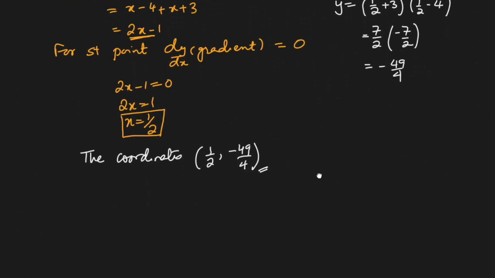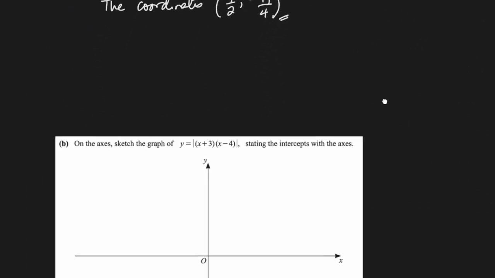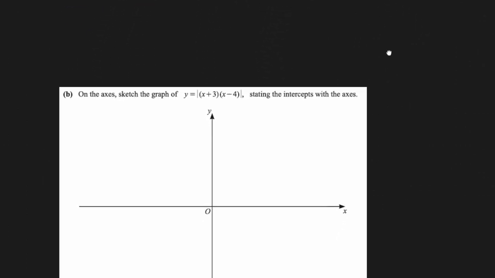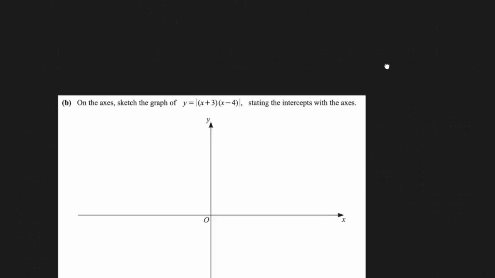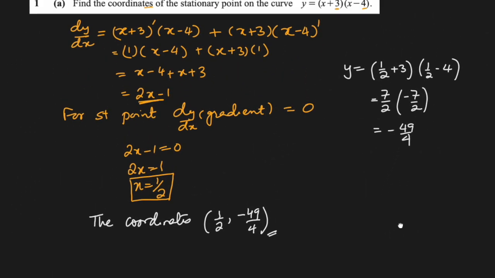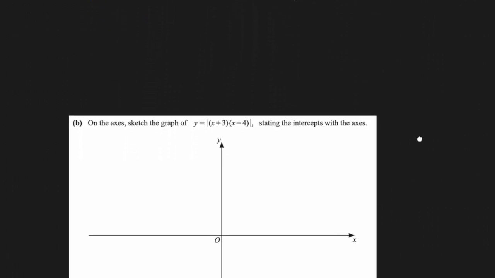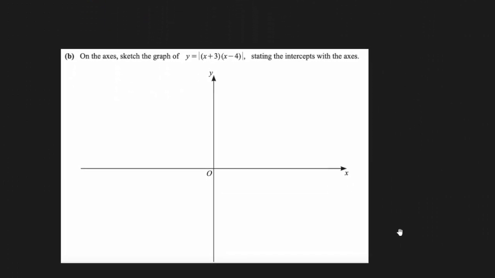Okay, let's go to question 1 part B. It says on the axis sketch the graph of y equals the absolute value of x plus 3 times x minus 4. Since we know the original function, let's draw the original function first and then we will draw the absolute part. So x plus 3 means x equal to minus 3 is one x-intercept. x minus 4 means x equal to 4 is the second x-intercept. These two give us the x-intercepts.